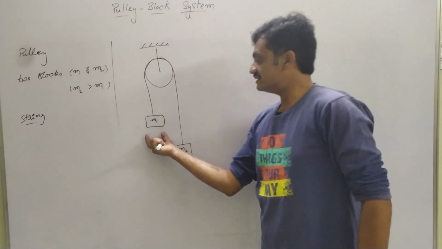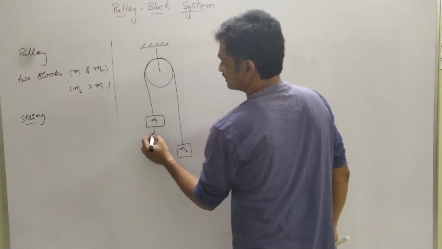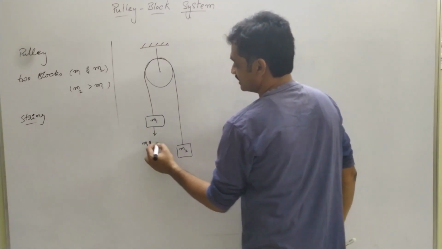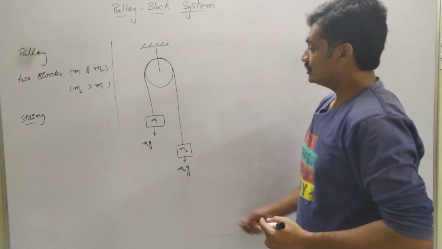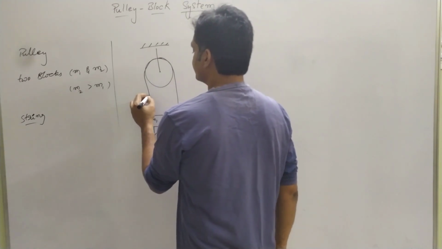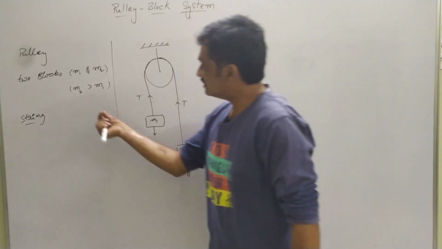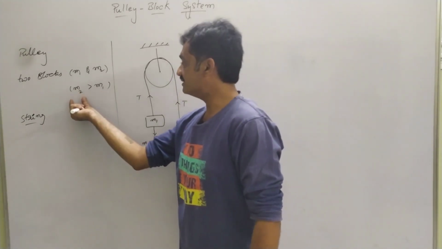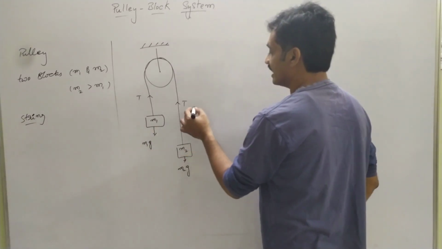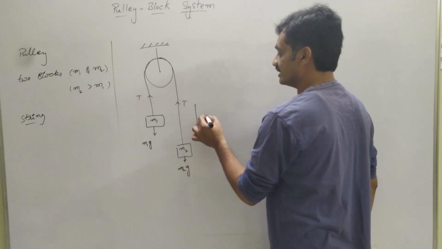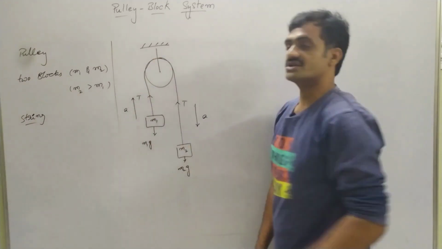Now as you observe, since the mass is attached to this string, the weight of this mass m1 acts in the downward direction, as well as the weight of this mass m2 acts in the downward direction. Due to this weight, tension acts in the upward direction in both cases. Now observe that here mass m2 is greater than m1. So due to this reason, the acceleration of the second body will be in the downward direction, whereas the acceleration of the first body will be in the upward direction.